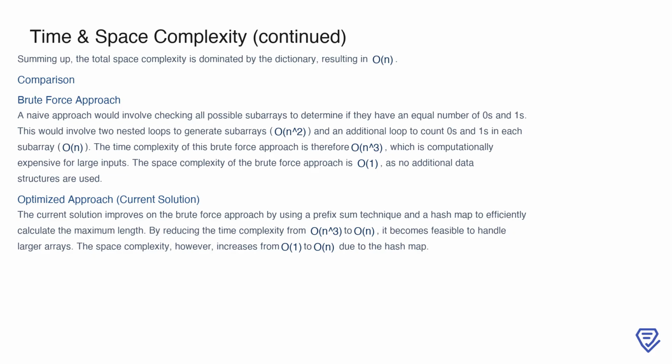In contrast, the current solution uses the prefix sum technique with a hash map, reducing the time complexity dramatically to O(n). While this optimization increases the space complexity to O(n) due to the hash map, it is a worthwhile trade-off for handling large arrays more efficiently.